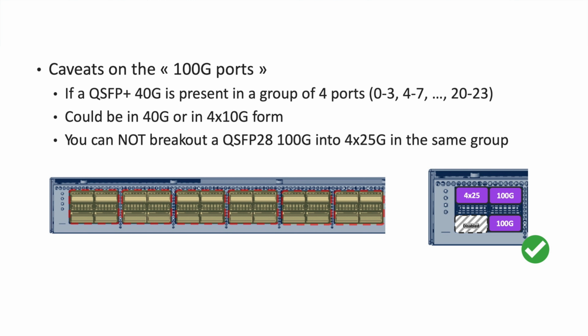As shown in the diagram. If you have a QSFP Plus inserted in port 0, could it be in 40 gig or 4x10 gig mode? Then you cannot configure a 4x25 gig in port 1, 2, or 3. Note that you can use QSFP28 100 gig, but simply not a breakout of 4x25.